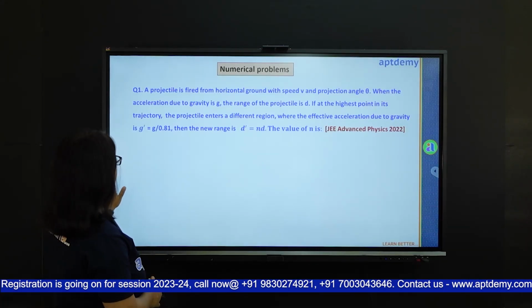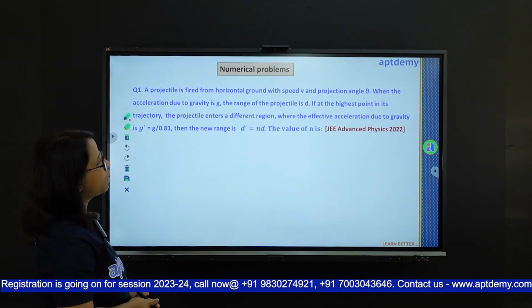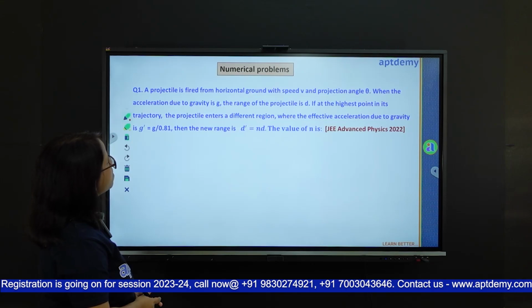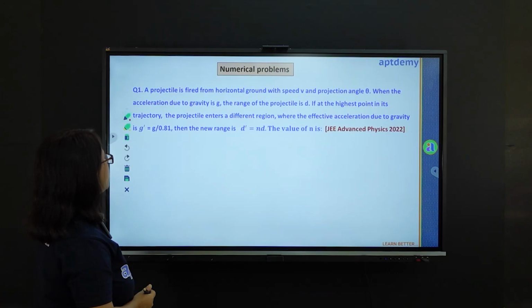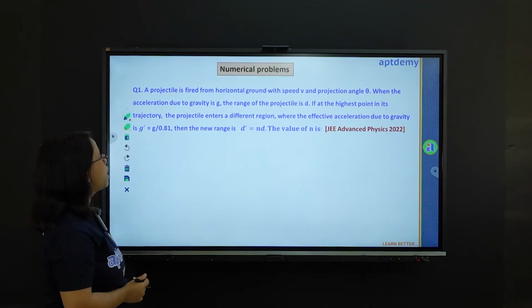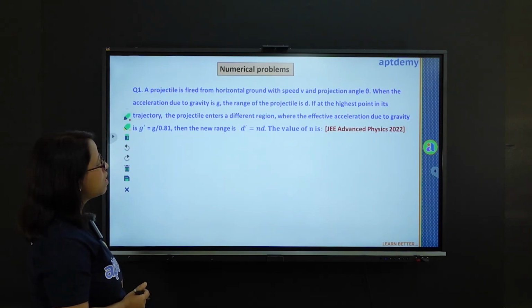A projectile is fired from horizontal ground with speed v and projection angle theta. When the acceleration due to gravity is g, the range of the projectile is d. If at the highest point in its trajectory, the projectile enters a different region where the effective acceleration due to gravity is g dash, which is given by g by 0.81, then the new range is d dash, which is equal to nd. The value of n is.